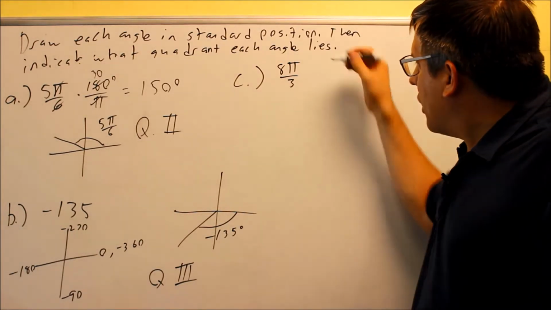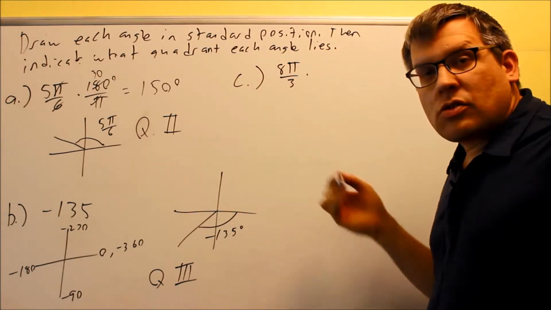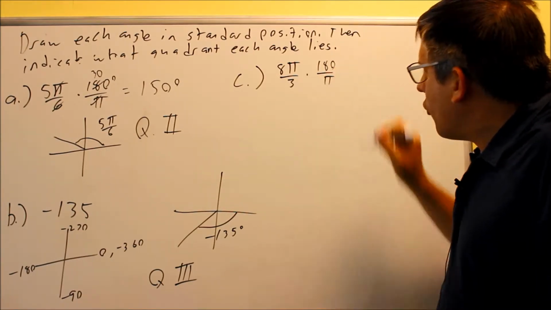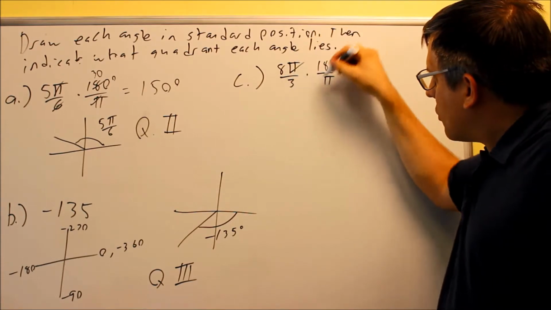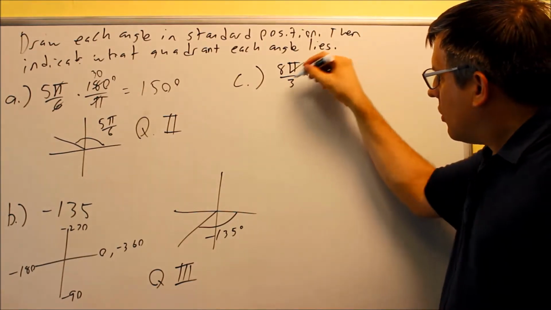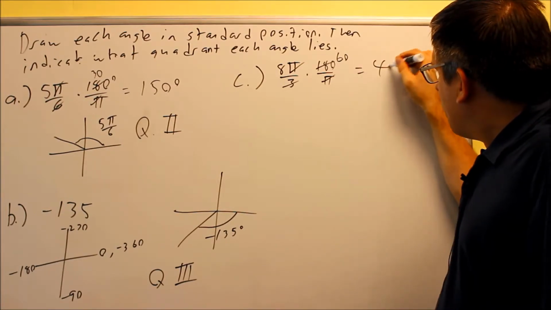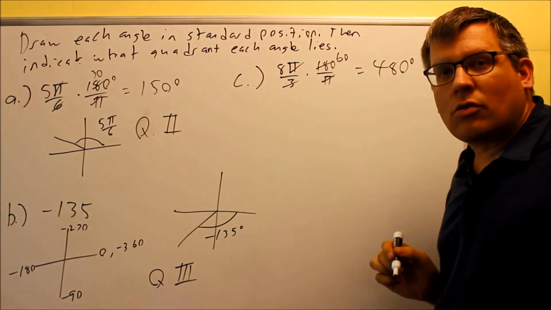Now 8 pi over 3, again, is another one that's in radians. So I'm going to change it over into degrees by doing 180 over pi. The pi's are going to cancel out. 3 goes into 180 60 times. And if we multiply it, we get 480 degrees.